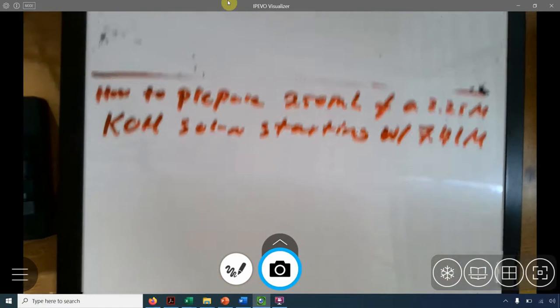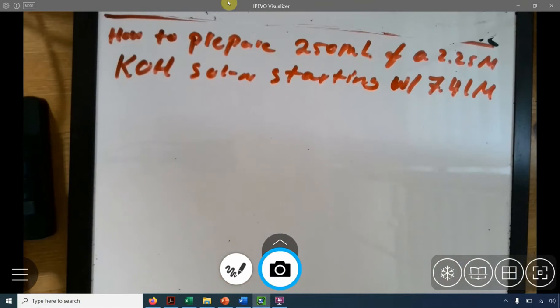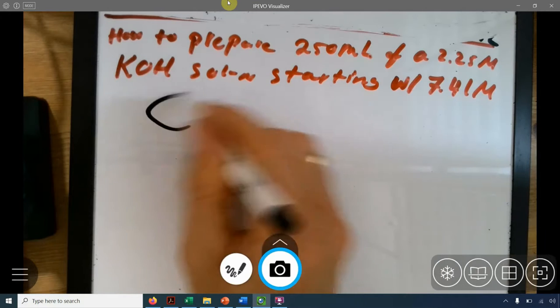Let's look at another example here. How am I going to prepare 250 milliliters of a 2.25 molar solution of potassium hydroxide if I start with 7.41 molar? Let's visualize that again. I like that. I think that's probably going to resonate with many of you.